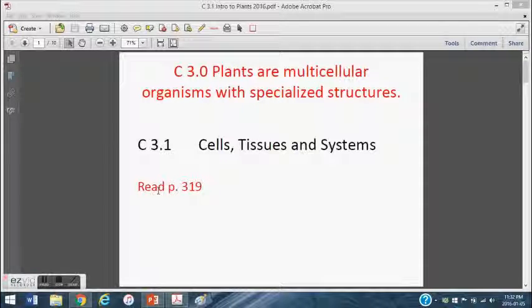First thing, you're going to need to read page 319. Okay, so pause this and read page 319. Do it now. Okay, so make sure you've read it. Gives you a nice introduction. If you haven't read it yet, do it now. Good, okay.